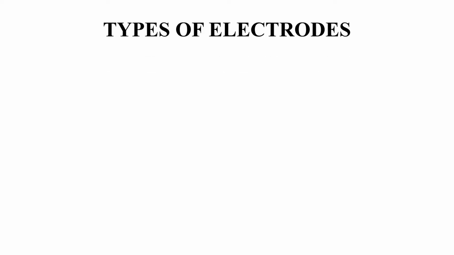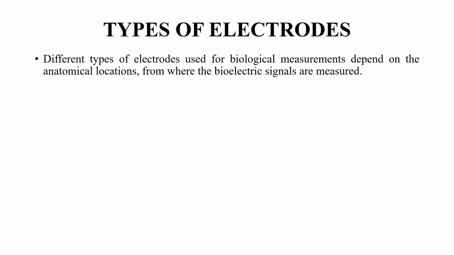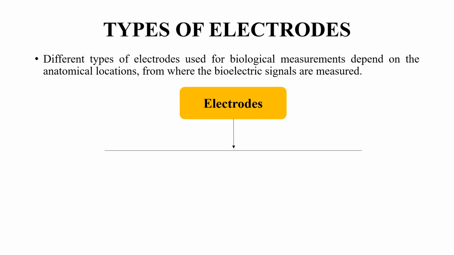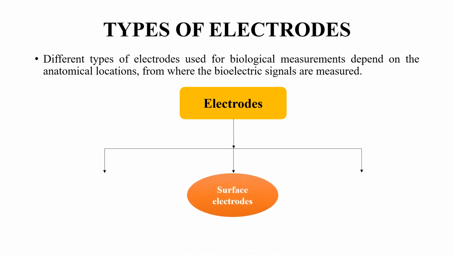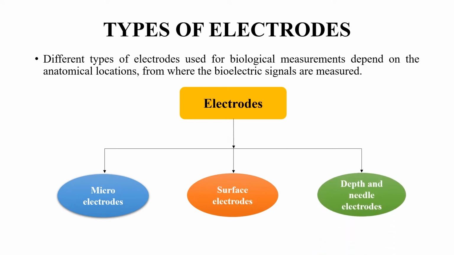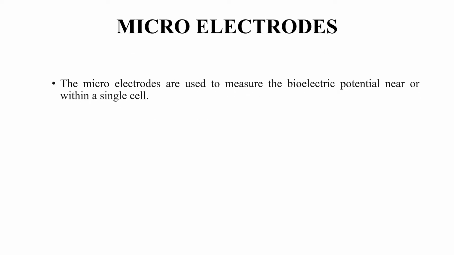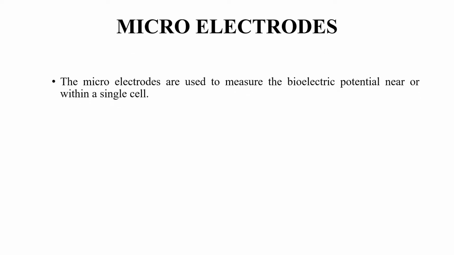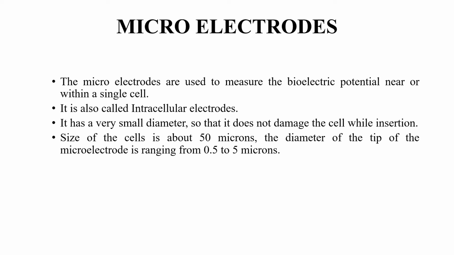Now we are going to see the types of electrodes. Based on the anatomical location, we can use different types of electrodes for measuring bioelectric signals. First one is surface electrodes, then microelectrodes, and depth and needle electrodes. Today we are going to discuss microelectrodes. Microelectrodes are normally used to measure the bioelectric potential near or within the cell. So we can also call it intracellular.